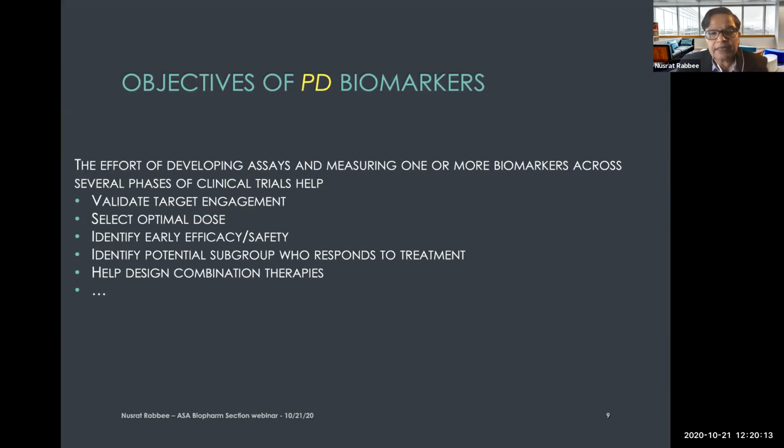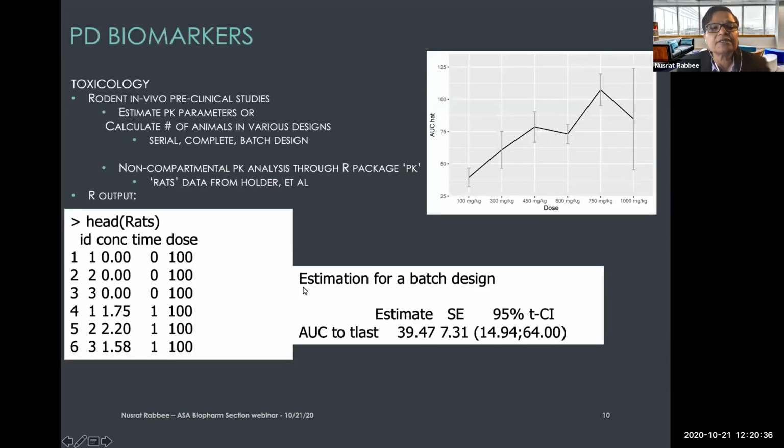So the objectives for developing a PD biomarker analysis, that is, the effort of developing an assay and measuring one or more markers across several phases, are that we want to validate target engagement, select dose, identify early efficacy, identify a potential subgroup who might respond, and help design combination therapies. So let's look at PD biomarkers in toxicology.